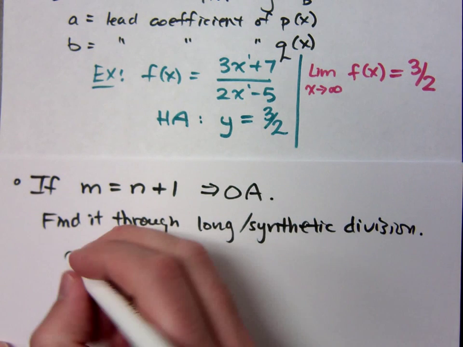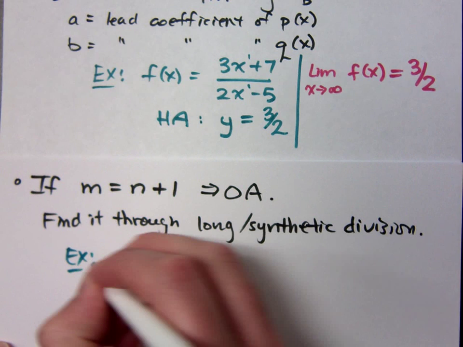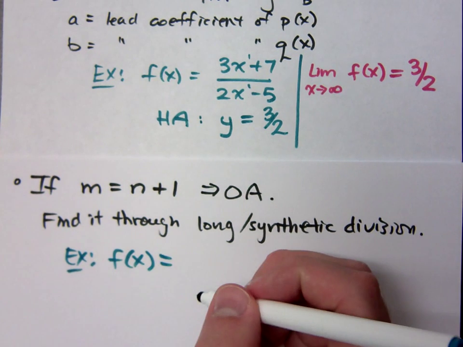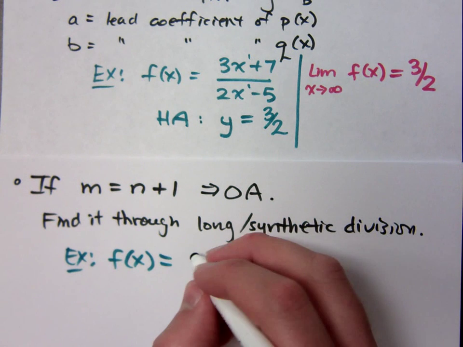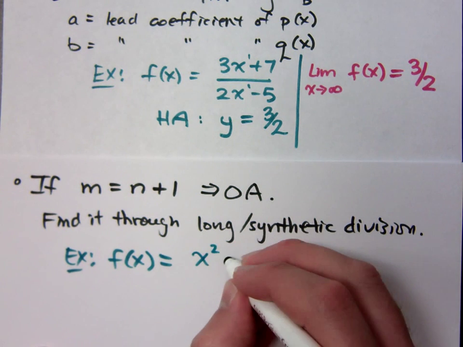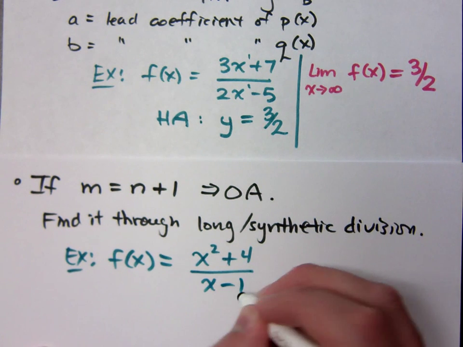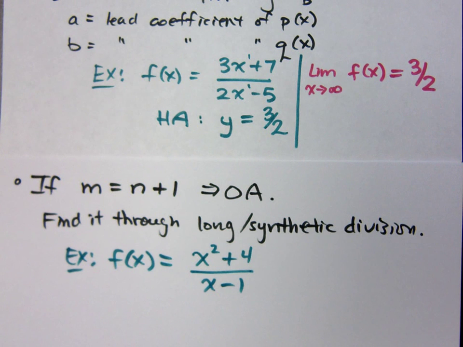For example, if I say that f of x is equal to x squared plus 4 over x minus 1. Notice how the degree of the top is larger than that of the bottom, right? How much bigger is it? By 1. So what I can do is synthetic or long division, and that will allow me to rewrite this guy.